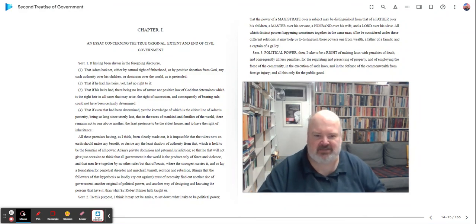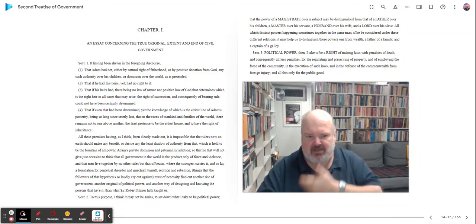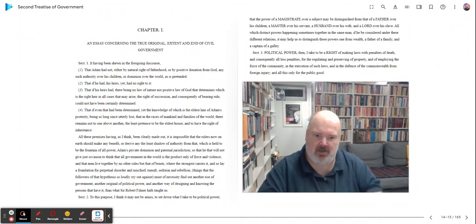Now again, in section 3, he defines political power as this. Political power is defined this way. We'll end here. This will be a good point to end in chapter 1.